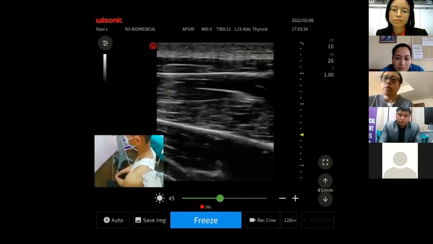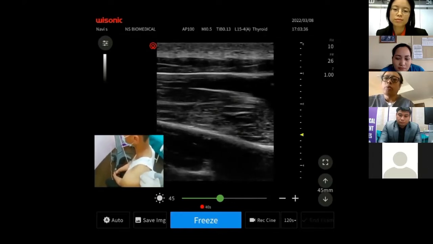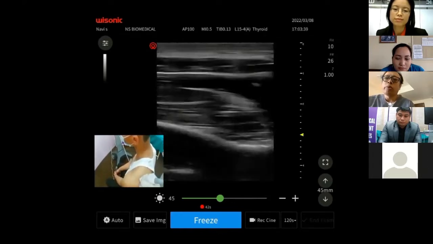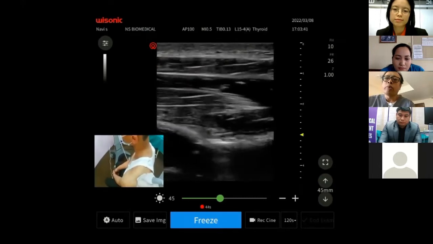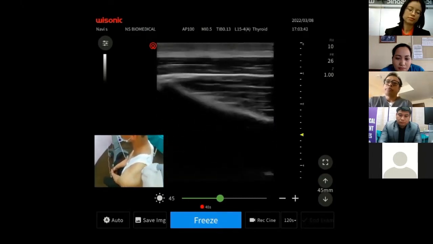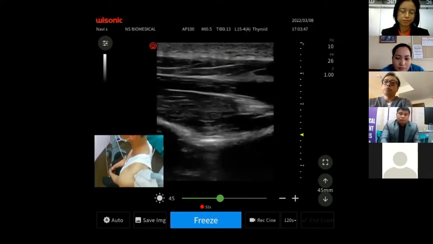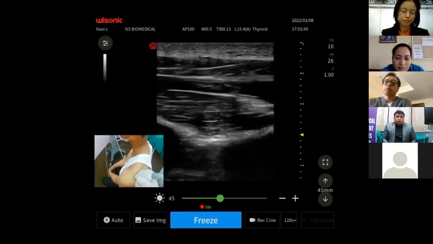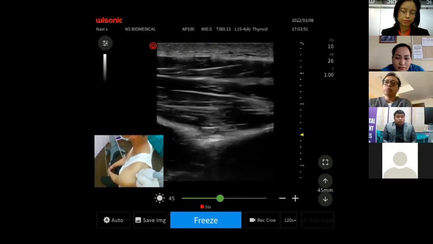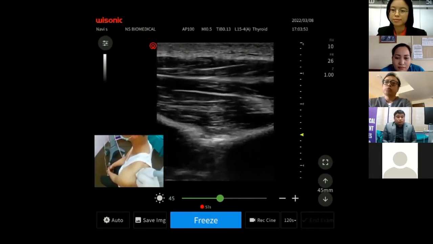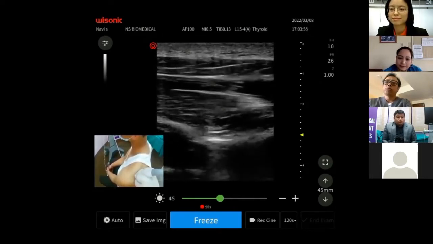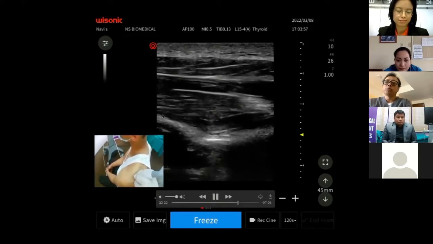So now one way to identify the suprascapular nerve along the spine of the scapula is we put our probe along the spine of the scapula and we just slide our probe, or walk our probe, anteriorly. So see, this is the spine of the scapula. And as we slide our probe anteriorly, we see that there is a defect in the superior cortex of the scapula. So this is the suprascapular notch. In this notch, if we look carefully, we see a pulsating structure.